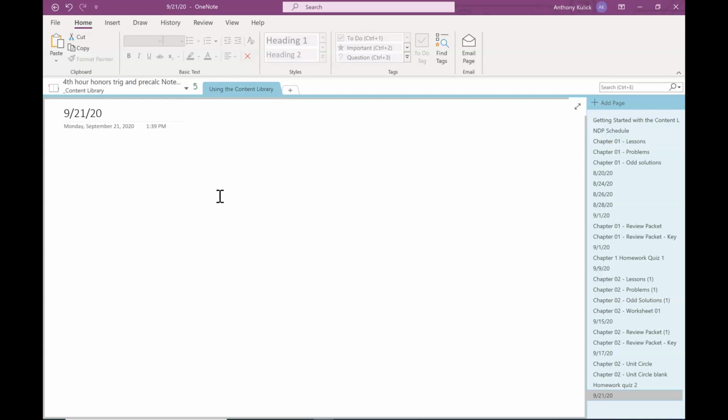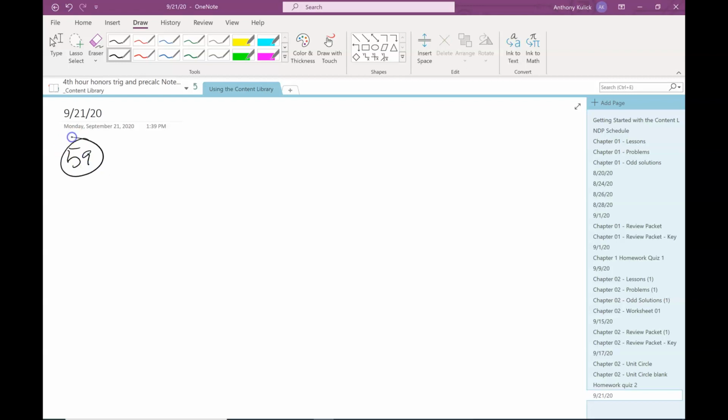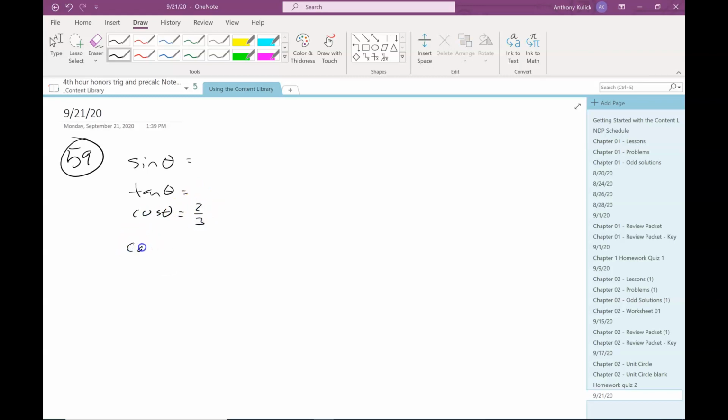Jacob. Yeah. Okay. Can we do 59? I'd be happy to. 59 says find sine theta and tan theta if cosine theta is equal to 2/3 and cotangent theta is negative. Okay.